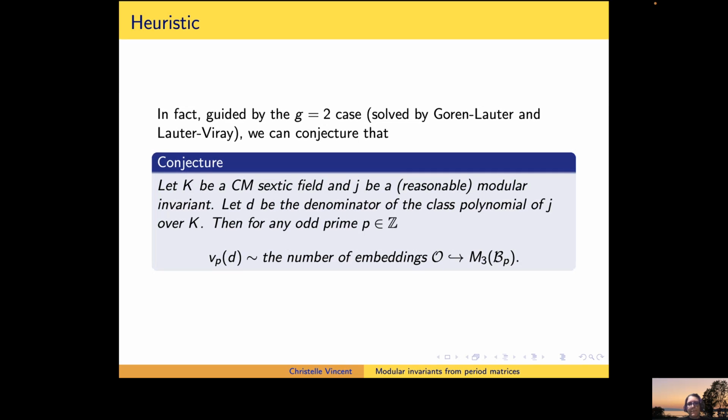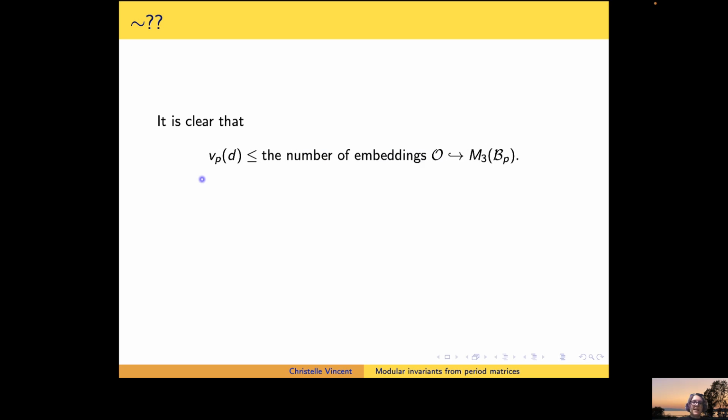Our new, forthcoming work tries to tease out this connection a little better. Why do I have this weird symbol? Why is it not just equal? Well, it's clear that it's less than or equal to. Each embedding could correspond to a different curve with bad reduction at P. But the thing is that there might be too many embeddings, because the same curve with bad reduction could appear in our embedding problem in many ways.